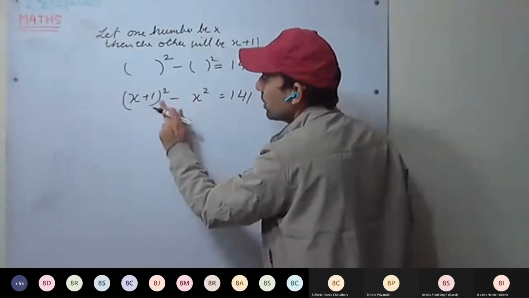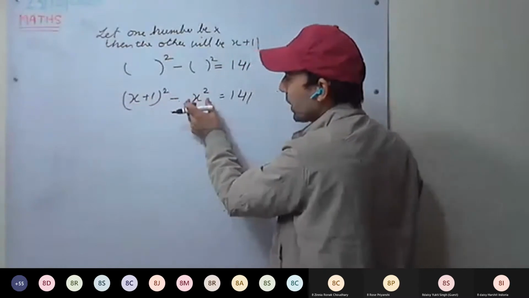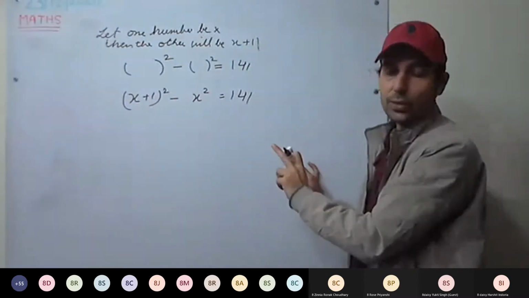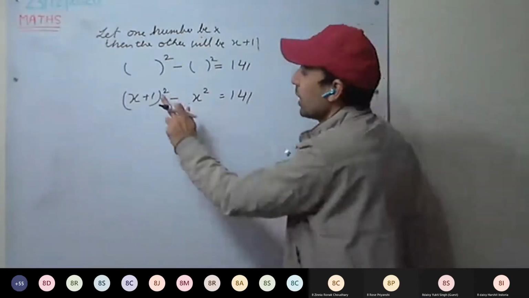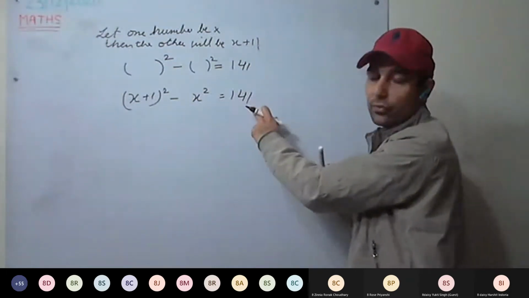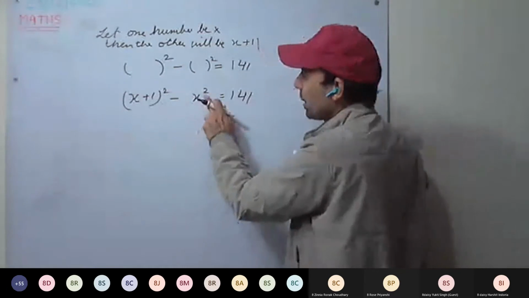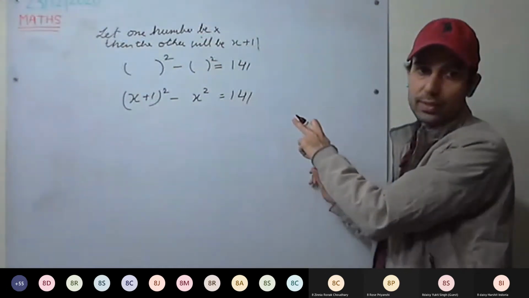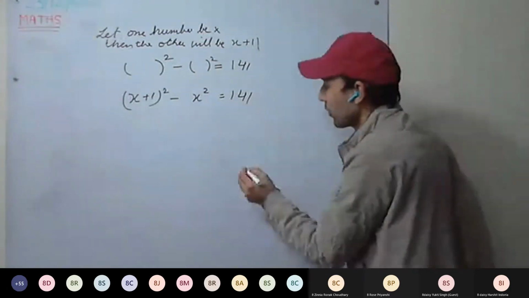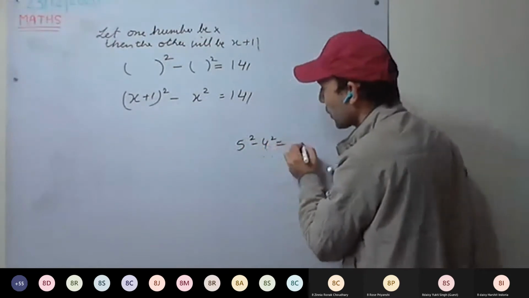So the difference of the squares of two consecutive numbers. These are the two consecutive numbers, x plus 1 and x. And their squares' difference is 141. That means bigger number's square minus smaller number's square is 141. For example, I write it like this: 5 square minus 4 square, how much are you going to get?